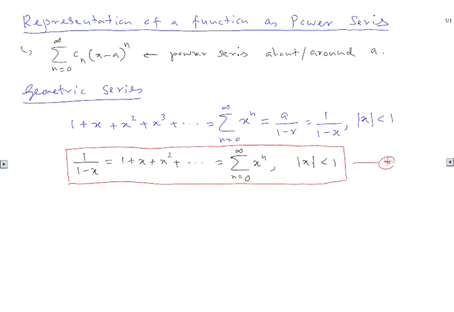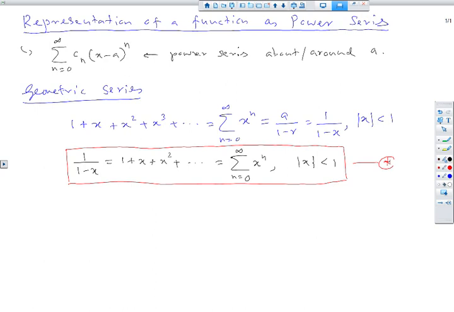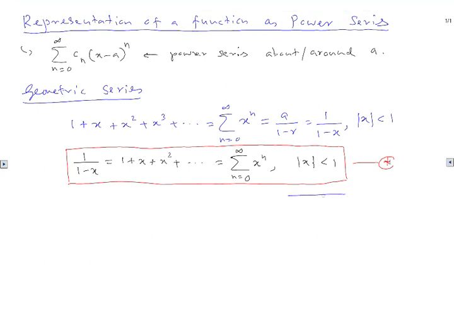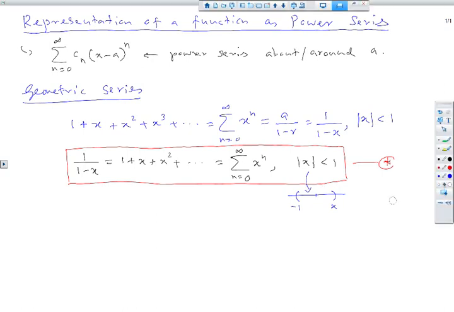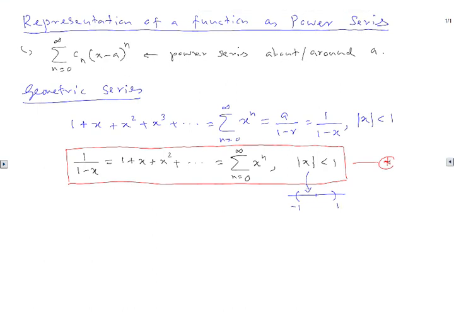Now, where is this going to converge? You can see that it converges when the absolute value of x is less than 1. That means in the interval from negative 1 to 1, this series is going to converge. If you pick any number inside this interval, the geometric series converges.